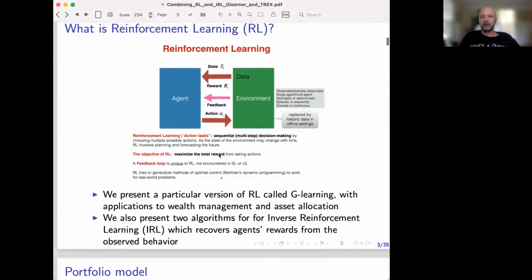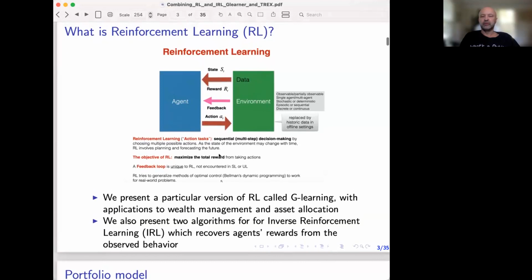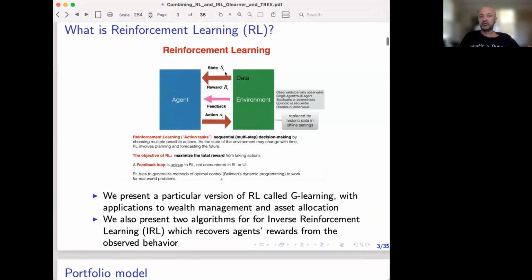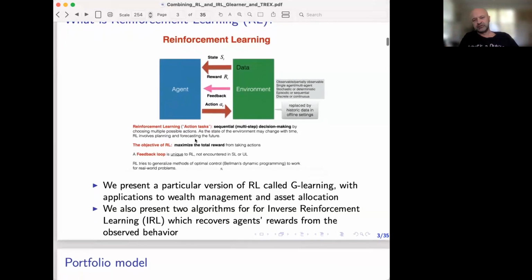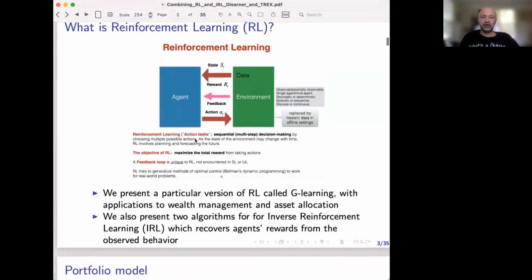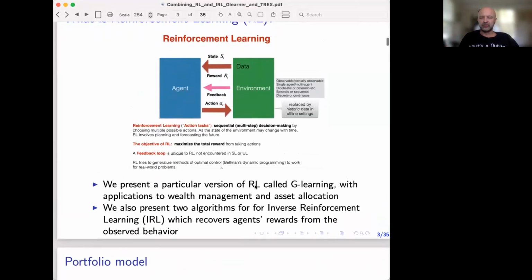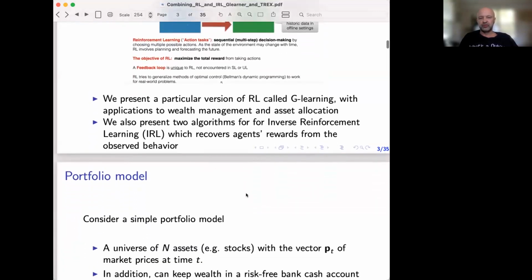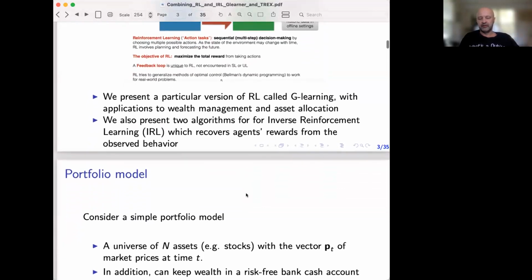So the goal of reinforcement learning is to construct what is called a policy, which is the strategy, the rule, how the agent should act upon seeing any particular state, such that its cumulative reward, so the total reward accumulated over this course of interaction with the environment, is maximized, right? And so what I will present is a particular version of RL, which is called G-learning. And I'll explain how G-learning is constructed. And then I will present its application to problems of asset allocation and wealth management. And then I also talk about the inverse reinforcement learning setting of this problem. And then finally about how to combine them.